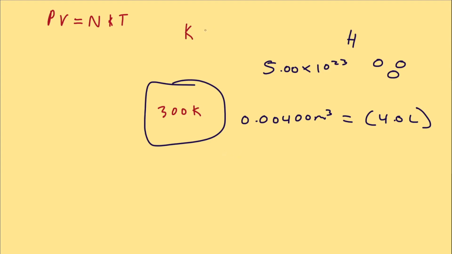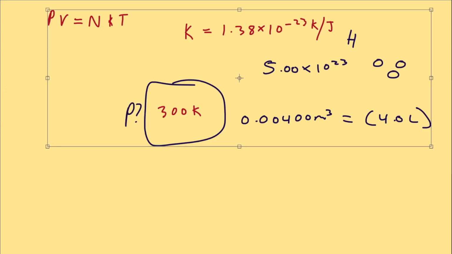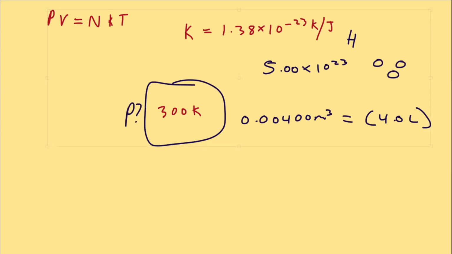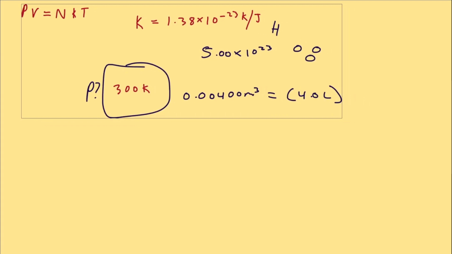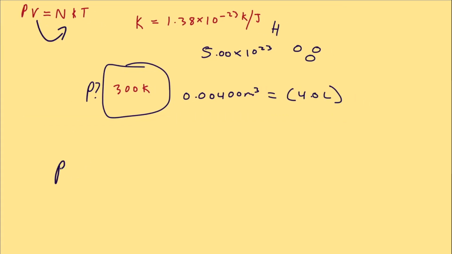The Boltzmann constant is k, 1.38 times 10 to the negative 23. Here's what we're trying to find: the pressure inside the canister. We're going to use our fancy new equation, PV equals NkT. We're going to isolate pressure by dividing V onto the other side. P equals NkT over V. And we know all these values.